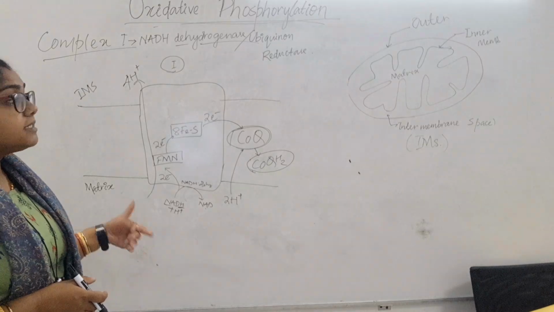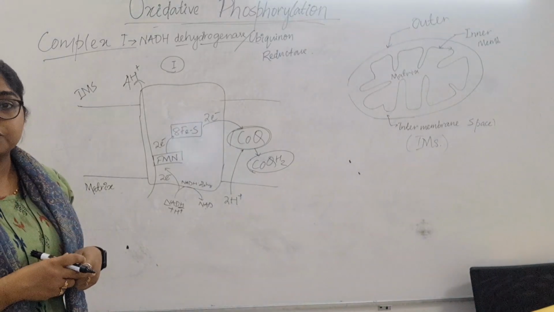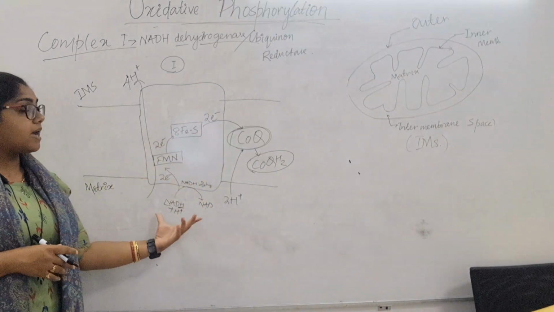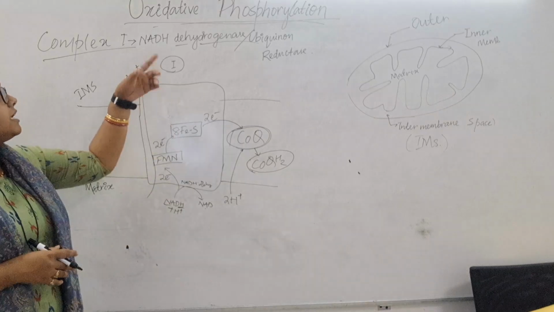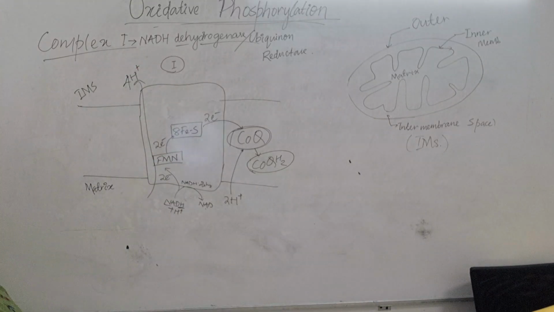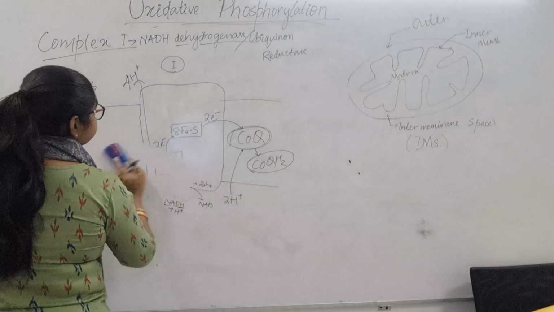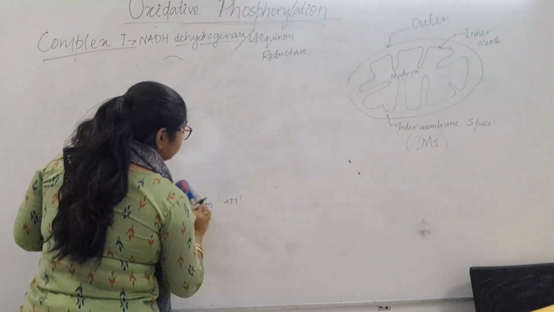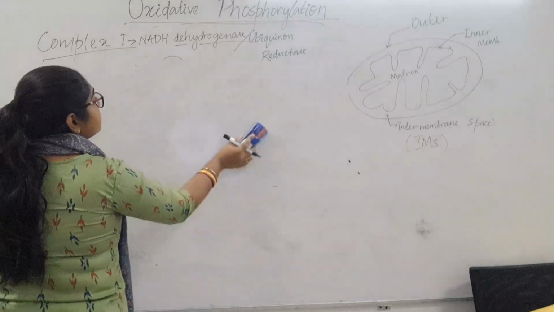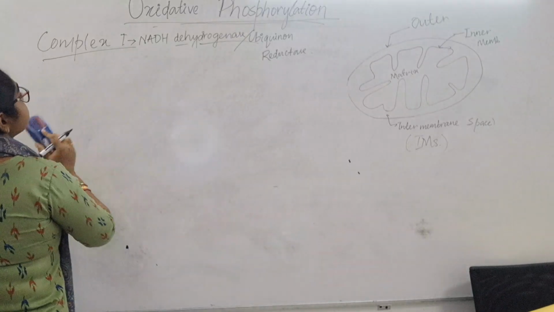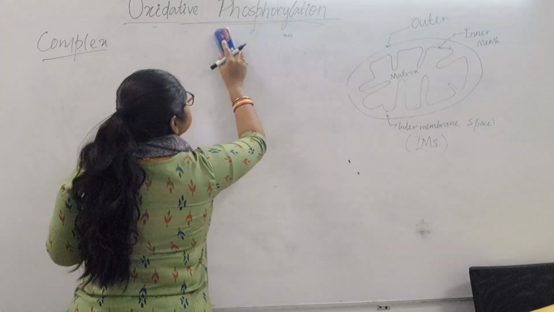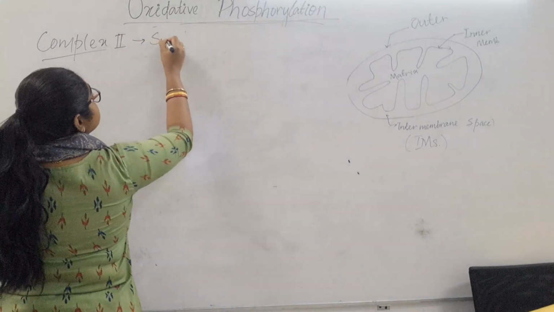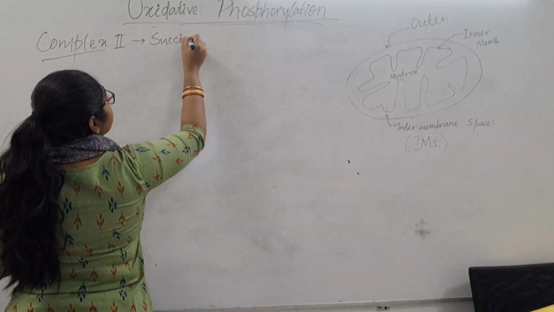Got it? Next, we'll move to complex 2. Okay, as I said, 4 complexes. Now this is the whole story of complex 1. Complex 2 is also known as succinate dehydrogenase. Dehydrogenation of succinate takes place there. So complex 2 is known as succinate dehydrogenase.